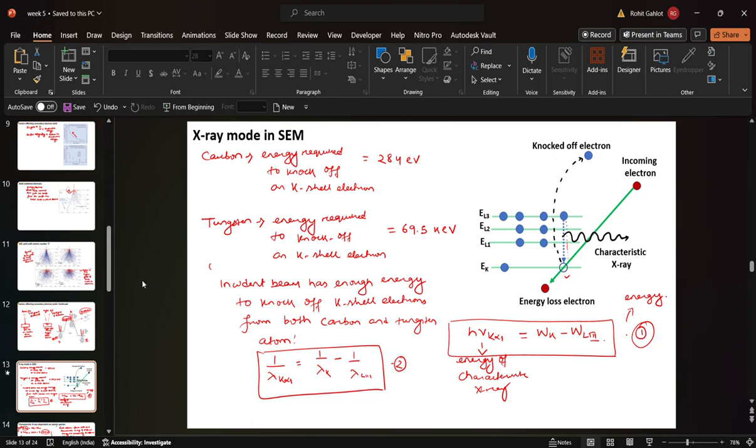And this way you can calculate the energy of the characteristic X-rays by subtracting the binding energies between the K line and the L3 line, for whichever line you want to calculate. If you want to calculate the characteristic line, then you need to subtract the L3 from the K. So this will give your characteristic X-ray energy.